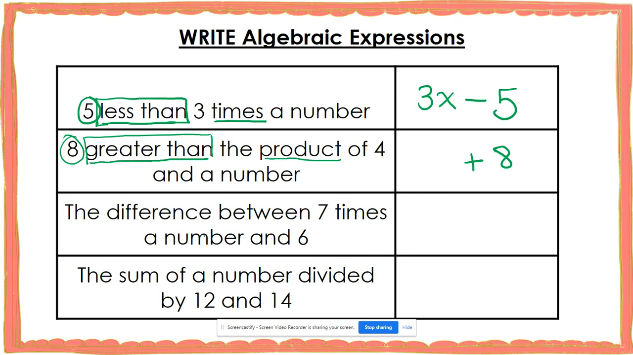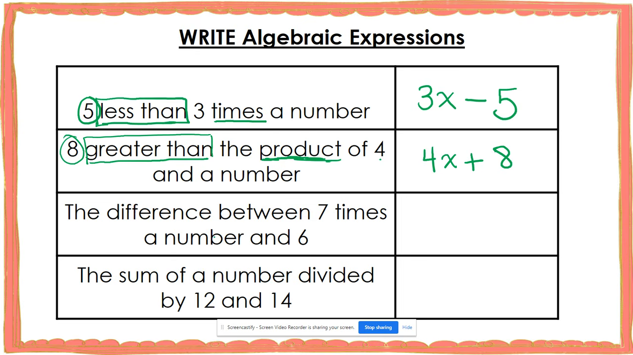Then if I look at the next part, I'm adding 8 to the product of 4 and a number. Well, product means multiply, so I'm adding it to 4 times a number. So to show 4 times a number, I would write 4x. This means 4 times the number x plus 8.